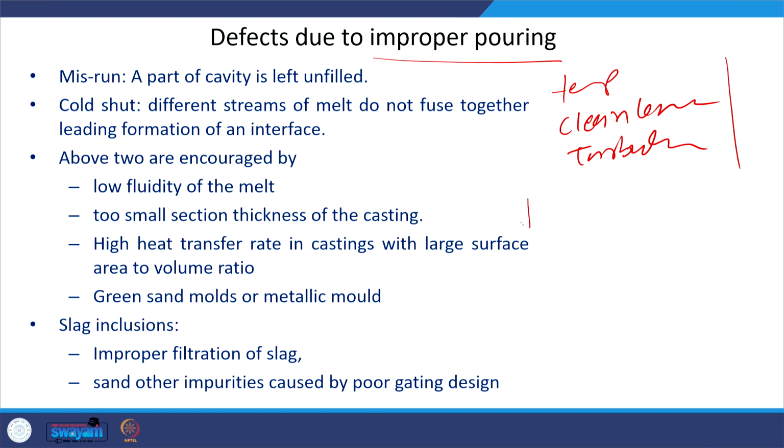So, when the temperature of the molten metal is not proper, either it is very high. A very high temperature will promote defects like penetration in the sand mold, and soldering in the case of die casting. Soldering in the case of the die. Soldering is what?